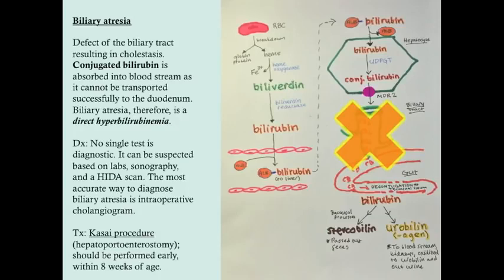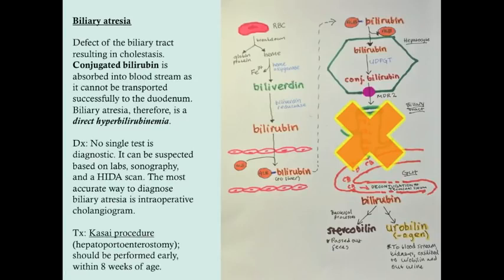Sonography, you'll get a triangular cord sign in some cases, a HIDA scan. But the best way to diagnose this is when you really suspect biliary atresia, you go in for an operation because you think you're going to have to do an operation to treat this baby. You do an intraoperative cholangiogram, and that is the best, most accurate way to diagnose biliary atresia.